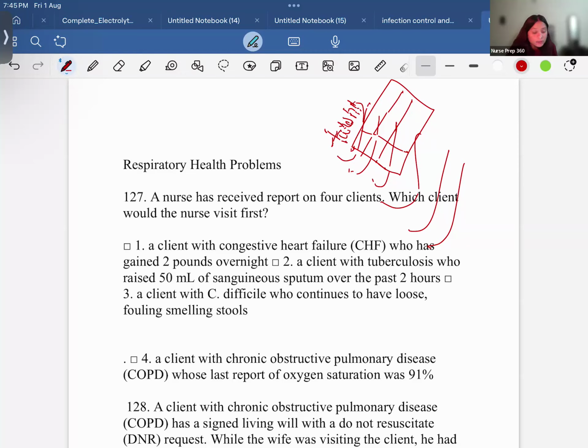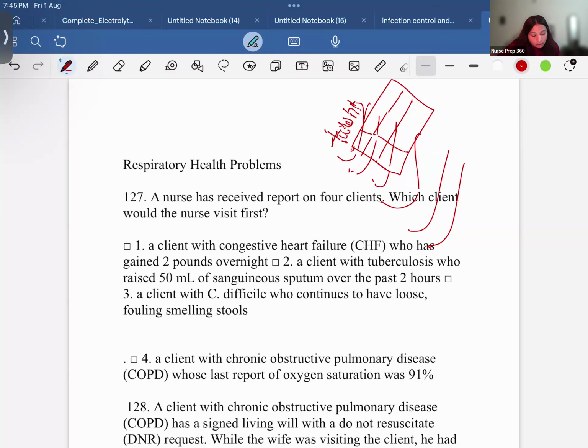It has been 2 hours and the patient has lost 50 ml. 50 ml is a good quantity. 50 ml of blood is coming out of a patient's throat. Read it, ma'am, number one. It is tuberculosis, so there is a chance of airway obstruction. No. Tuberculosis is a chronic condition. It does not happen in one day.